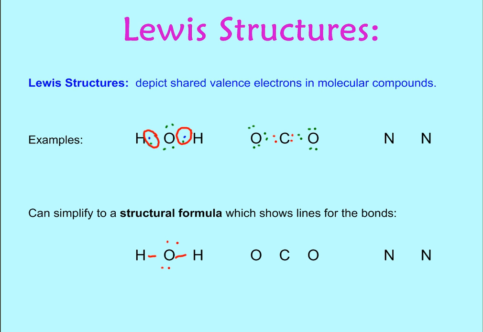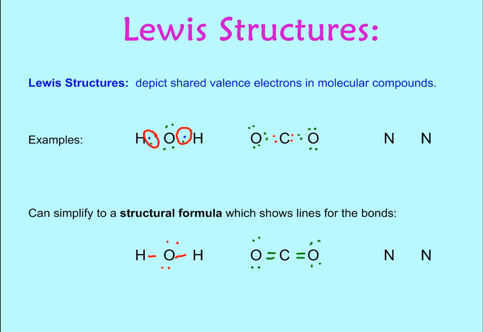Now, you may not have anticipated carbon dioxide looking like this. It has a double bond on each side of the carbon, and these extra valence electrons on oxygen. You may not have thought that would look like this. So in a few minutes, I'm going to show you how to figure out a formula that's going to help you draw these Lewis structures.